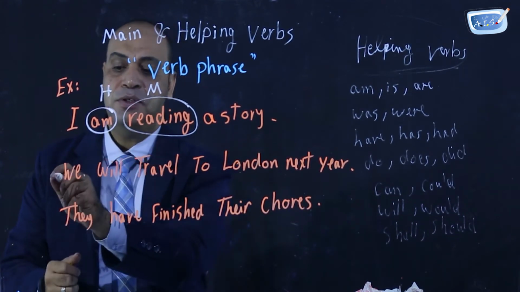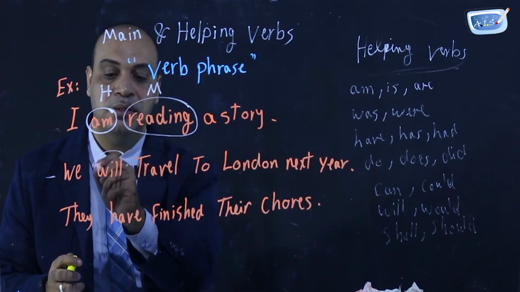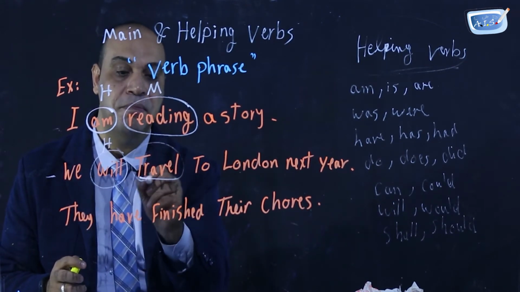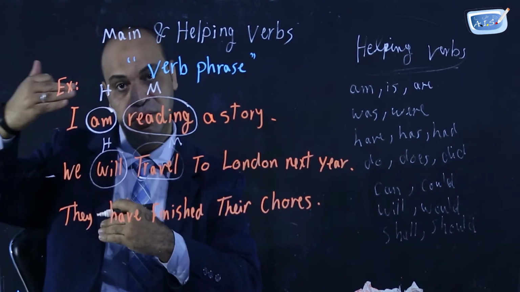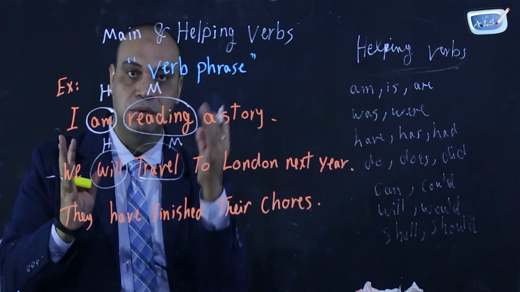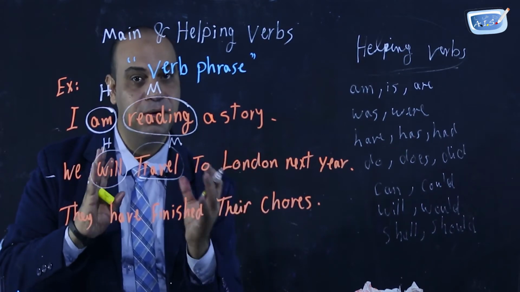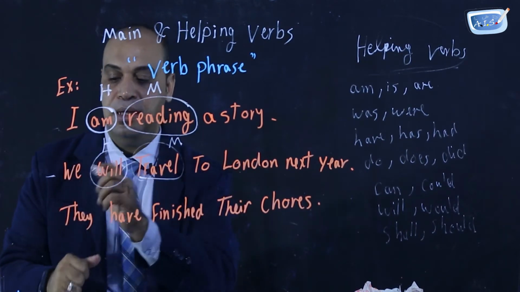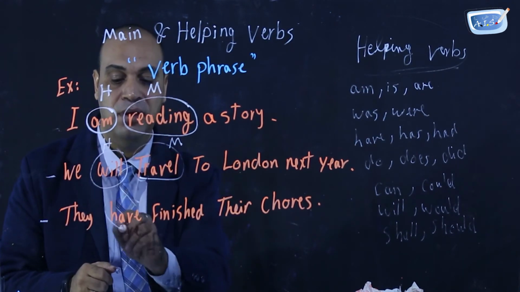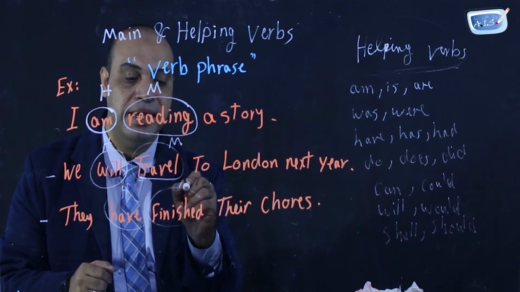Example number 2: we will travel to London next year. So will is the helping verb, and travel is the main verb. It expresses the future because will expresses the future, and next too. So we will travel, we call it a verb phrase because it consists of more than one word. We have two words. Example number 3: they have finished their chores. So have is the helping verb, and finished is the main verb.